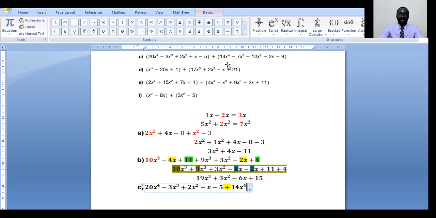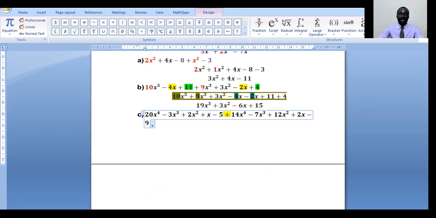Then what else do we have? Minus 7x cubed. Okay, then what else do we have? We also have plus 12x squared. And then finally, what do we have? Plus 2x minus 9. Yes, this is what we have.